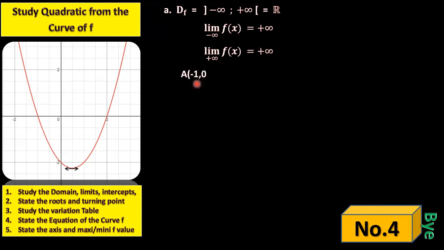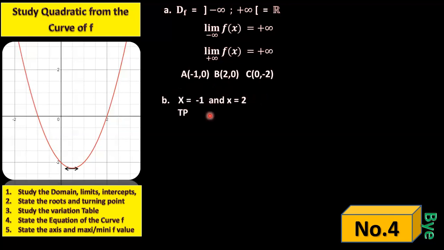The intercepts now, the intercepts are clearly here. We have x is -1, y is 0; x is 2, y is 0; and x is 0, y is -2. So these are the three intercepts which are there.